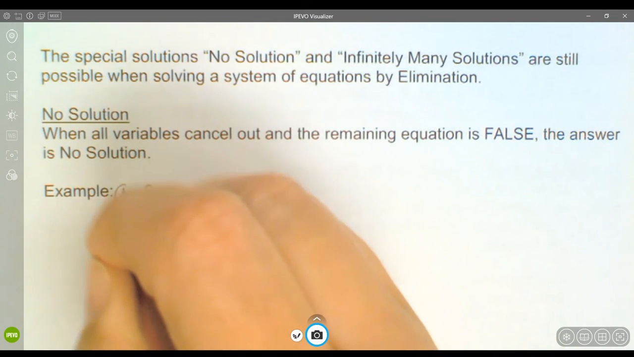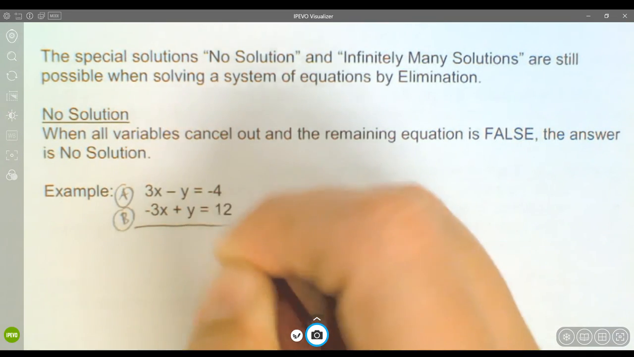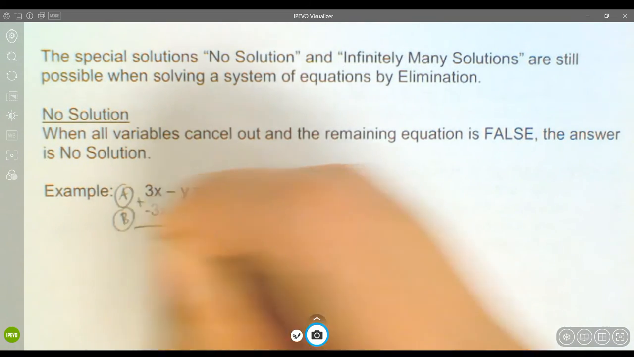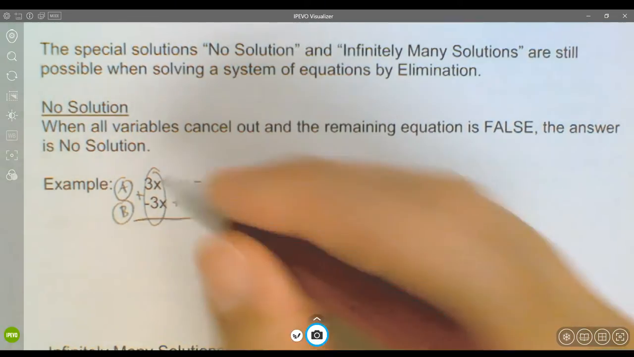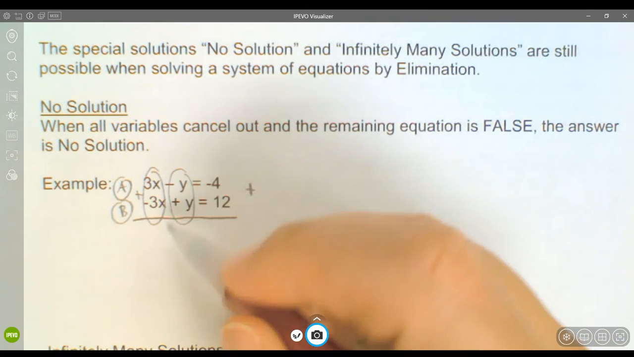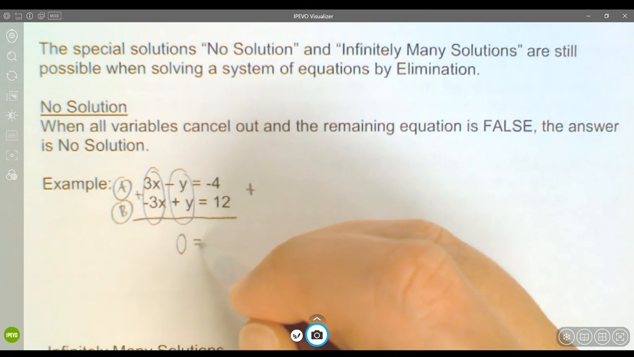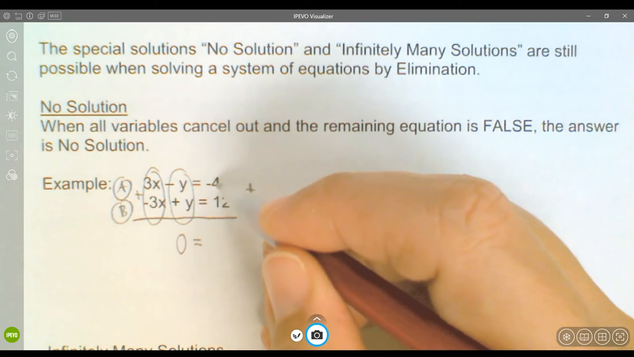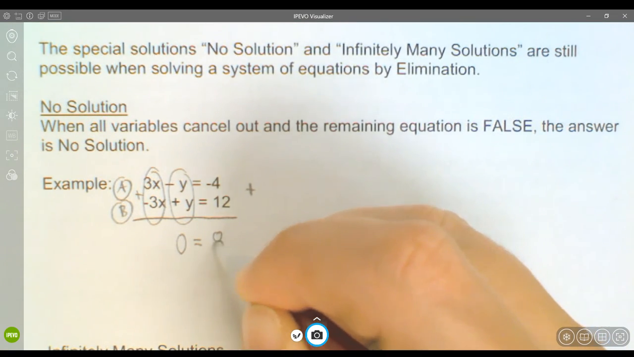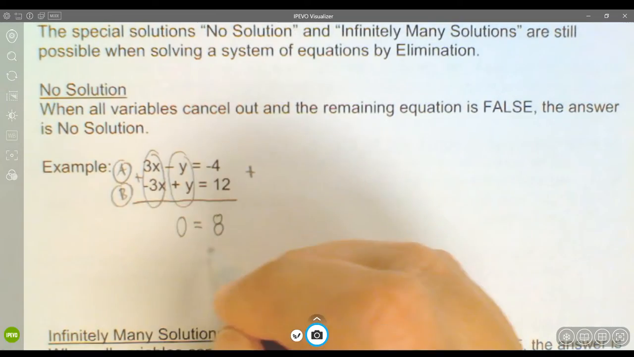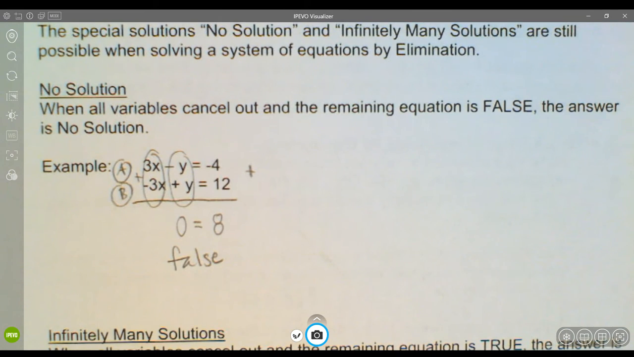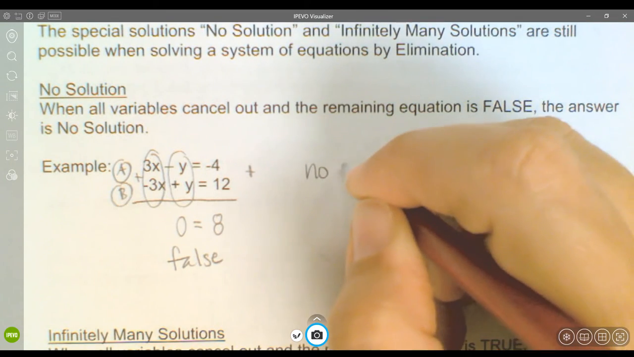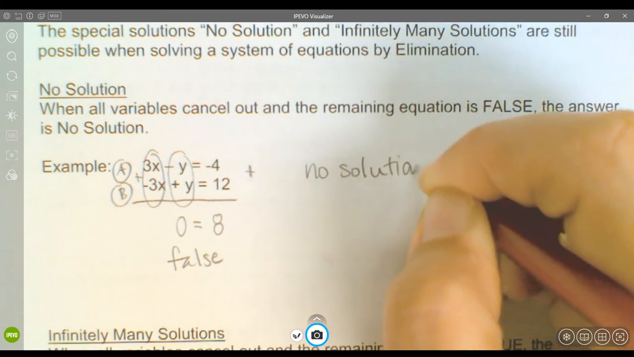So that will happen in a problem like this one. So we see that the y's are opposites, so we're going to start adding. But I noticed that 3x and negative 3x are opposites. We said y and negative y are opposites, but I still need a placeholder down here, and that placeholder is going to be 0. However, when I add negative 4 to 12, I get 8. So I get the statement that 0 equals 8, and we all know that that is false. 0 will never equal 8, no matter what you do. That means that this system has no solution.